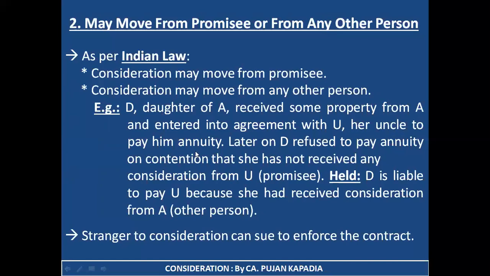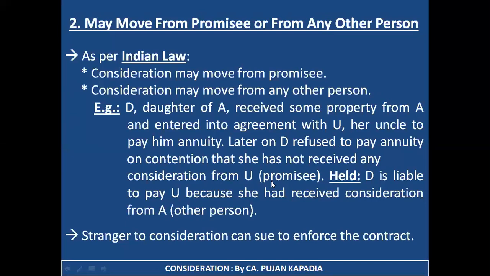So the scenario says Mr. A has given some property to his daughter D. Fine. Now D has entered into an agreement with her uncle U, fine, to give him an annuity. That is, every year she is going to pay him some lump sum amount. Later on, D refused to pay the annuity on the contention that she has not received any consideration from U. Who is U? Basically the promisee.